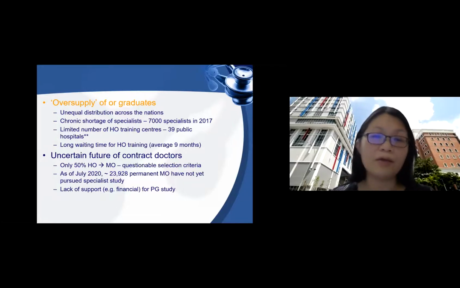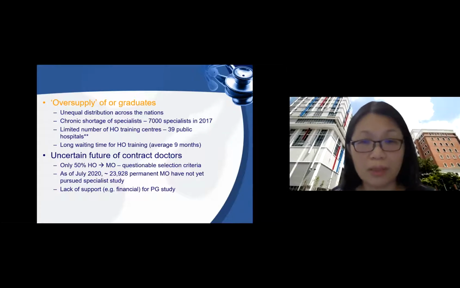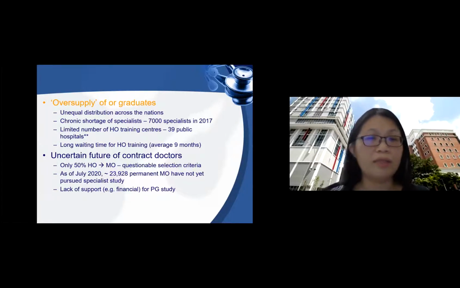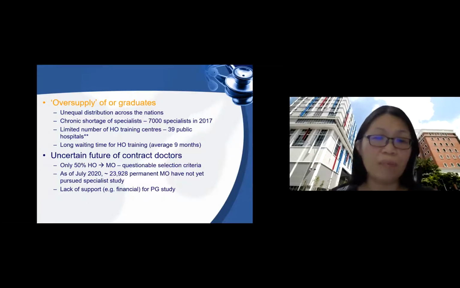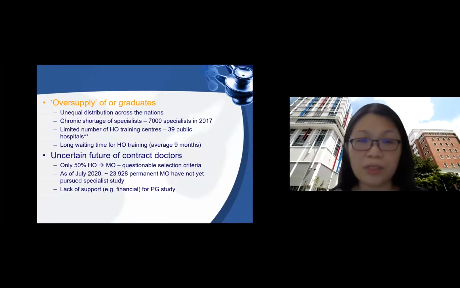So oversupply here is only mentioned for the urban area, but not so true for those in the rural or suburban areas. At the same time, even though we produce quite a number of MO, our country actually reported a chronic shortage of specialists in both the public and private sectors. In 2007, we only had 7,000 specialists in the whole of Malaysia.